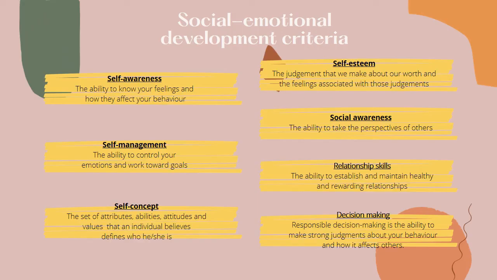We have covered the theories related to social emotional development. So I think it's important for you to know the social emotional development criteria. The first one is self-awareness, the ability to know your feelings and how they affect your behavior. Self-management, the ability to control your emotions and work toward goals.